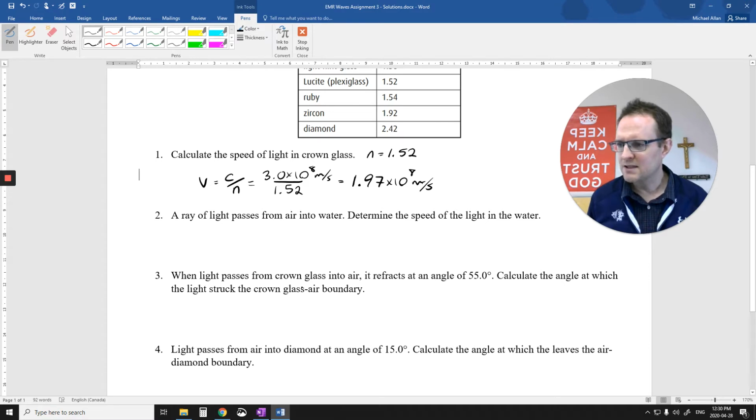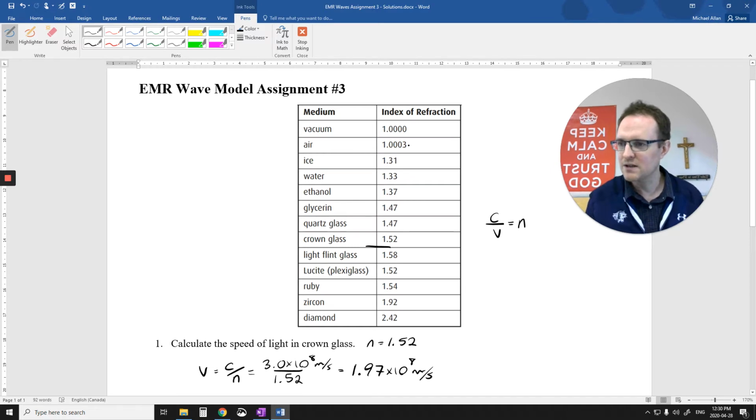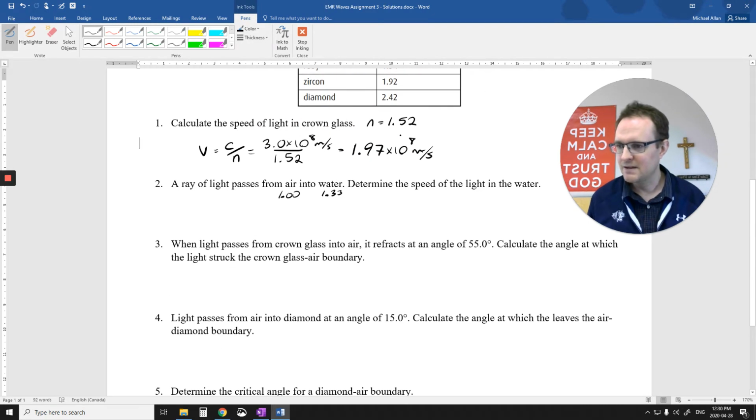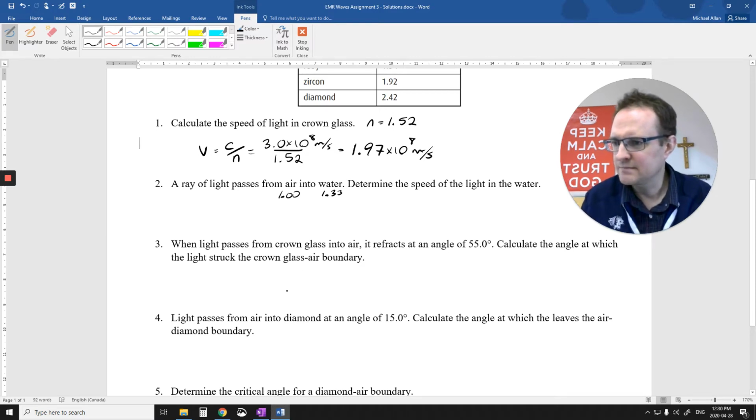A ray of light passes from air into water. So water is 1.33. It's one of those numbers you should know. And air is always 1.00. You can see up here, air is 1.000 with a 3 in it. Remember, we kind of just ignore that. We just go to the 3 sig digs. Vacuum 0, I'll say. But okay. What's the speed of light in water?